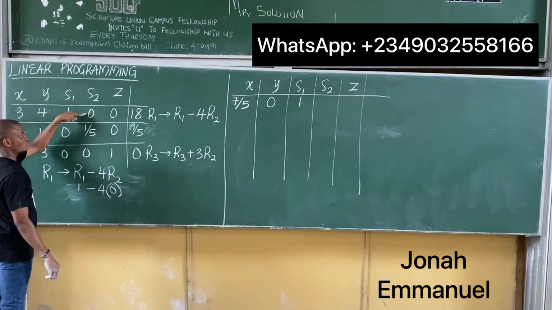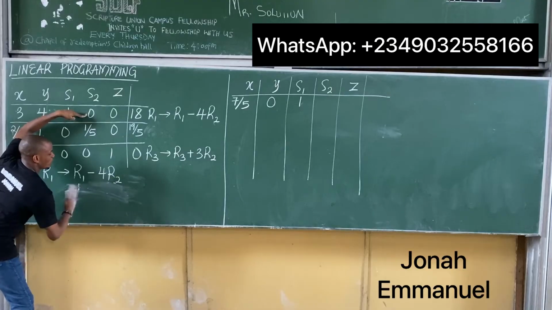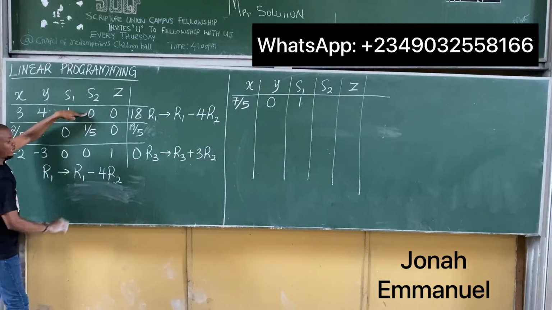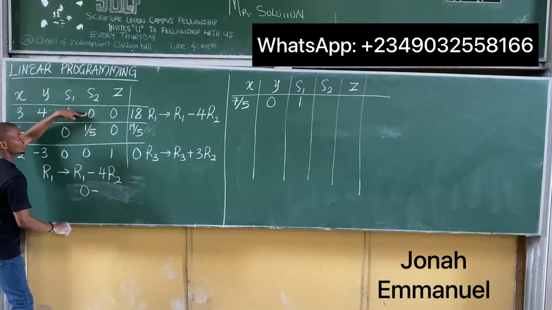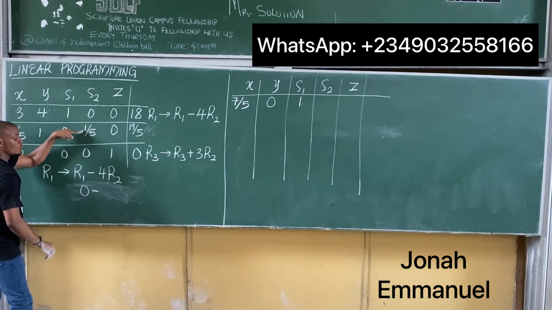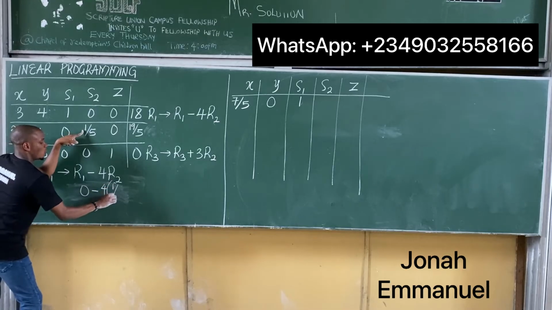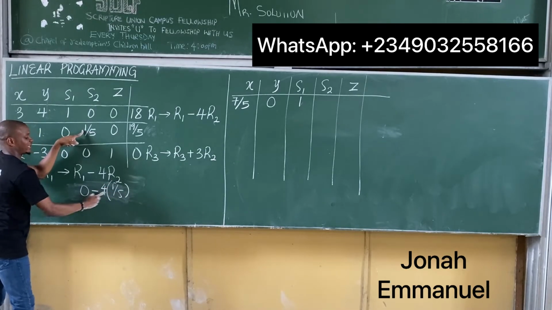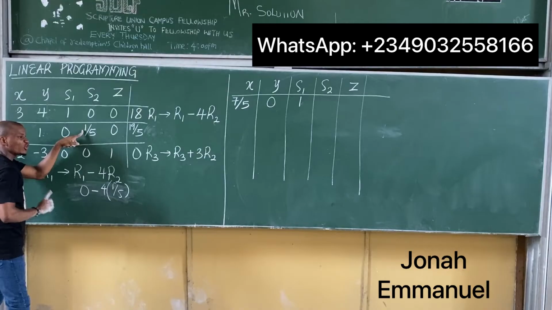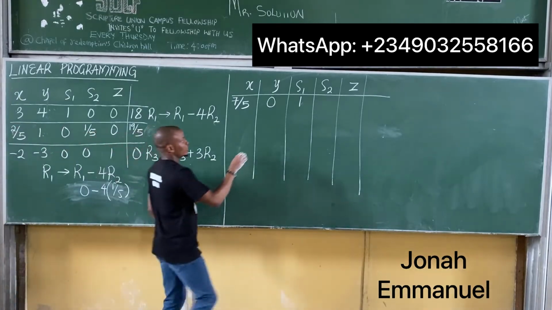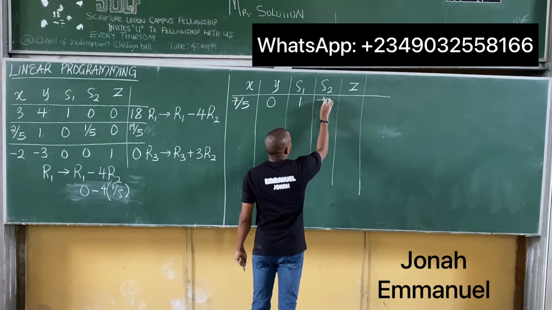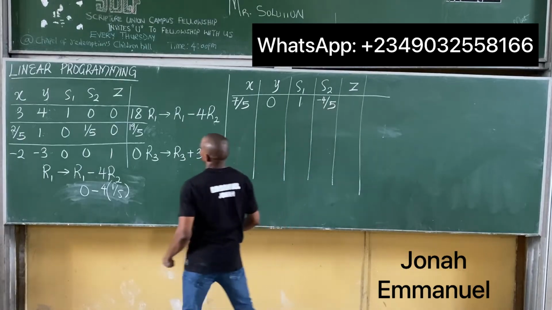Again, come to S2. It says row 1, 0 minus 4 times row 2. Row 2 here is what there? 1 over 5. Multiply this one again there. Minus 4 over 5. Minus 4 over 5.